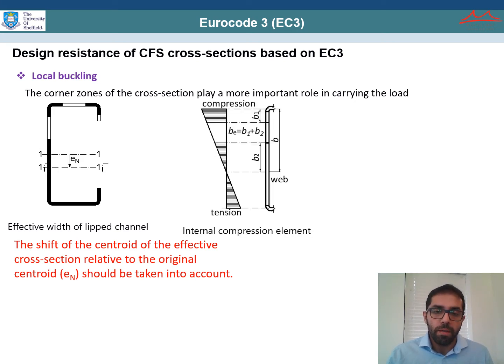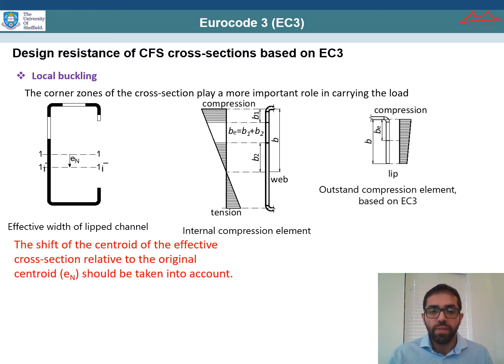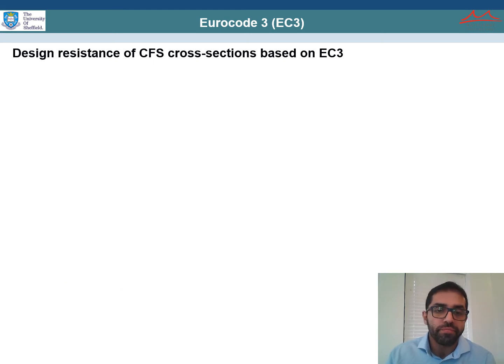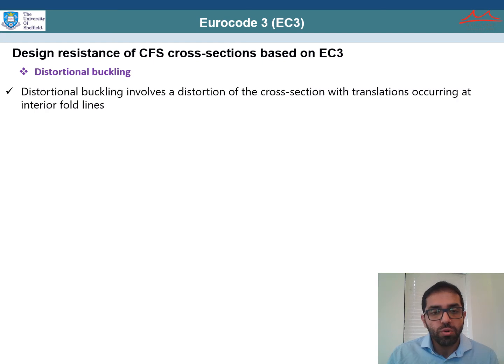And also the stress distribution and the effective width of the internal compression element and outstand compression element was recommended by the Eurocode, and an equation was proposed by Eurocode to calculate the effective width. Design resistance of the cross section for distortional buckling is also proposed by Eurocode.